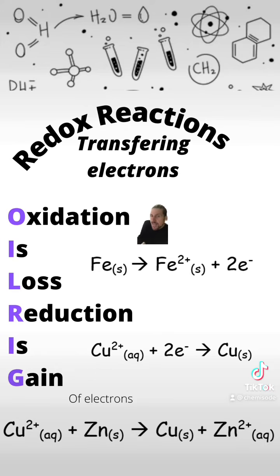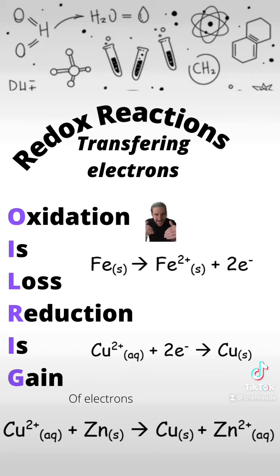This is the defining principle of redox, where it involves the transfer of electrons from the thing that's being oxidized, where electrons are being lost, to the thing that's being reduced, which is the thing that's gaining electrons. One thing to note is the charge on electrons. Electrons are negatively charged. So if something's being oxidized and it's losing electrons, it's going to become more positive.